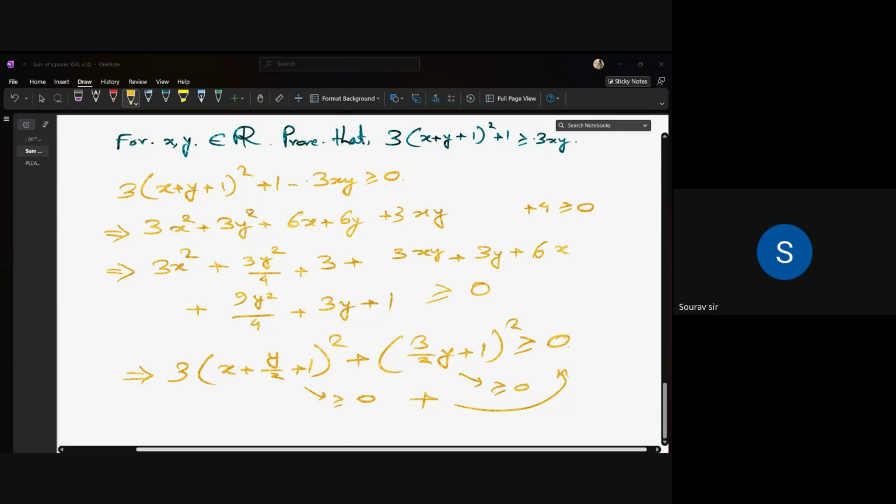So that's why when we are going to write it as a sum of squares, I just apportioned that 3y square as 3y square by 4 plus 9y square by 4. Okay.